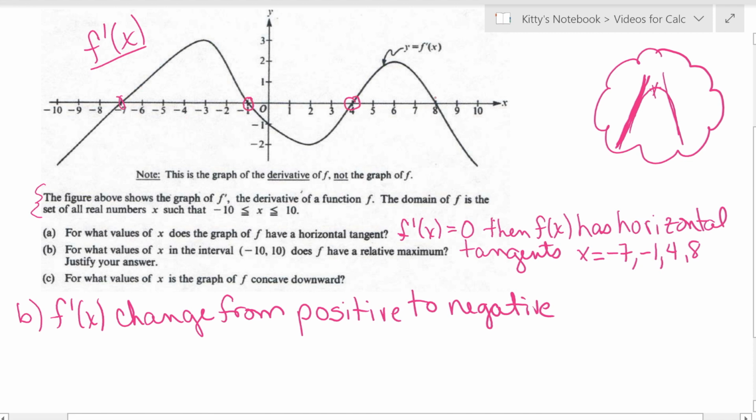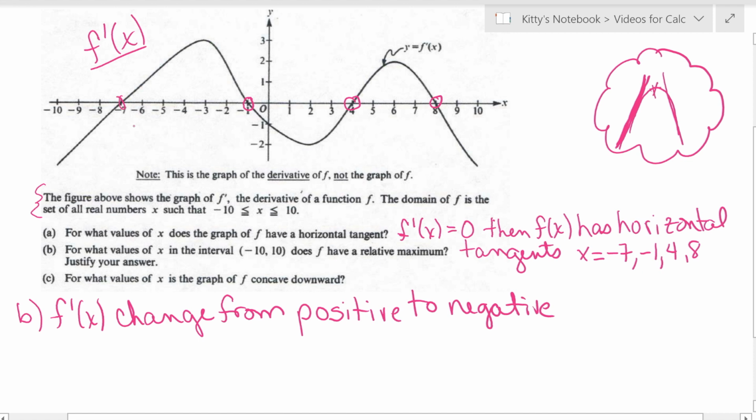And because those are your zeros, and we know that around zeros, many times graphs change signs. So I need to know where f prime changes from positive to negative, and this graph is f prime. So I'm going to go through this graph and look at it. Starting at negative 10, it is negative until negative 7, like the y value is negative.